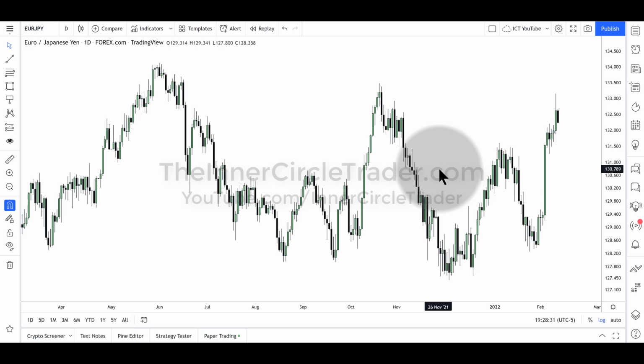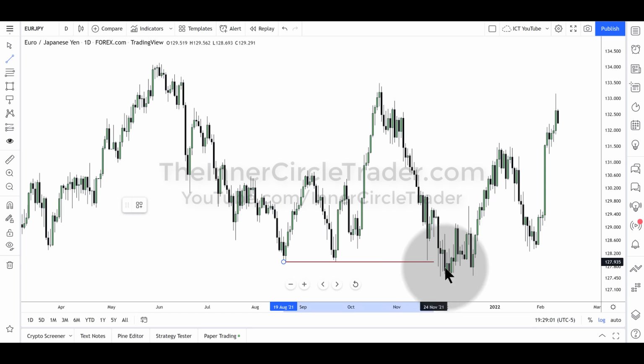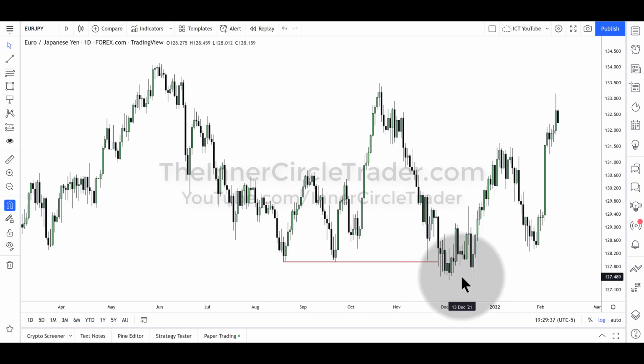So I want you to take a look at this chart before I do any mock-up on it. Pause the video if you're not ready. All right, take a look at the relative equal lows over here. It's going to go quick and dirty tonight. So we have relative equal lows marked out over here. The market has traded down through and created a run higher.